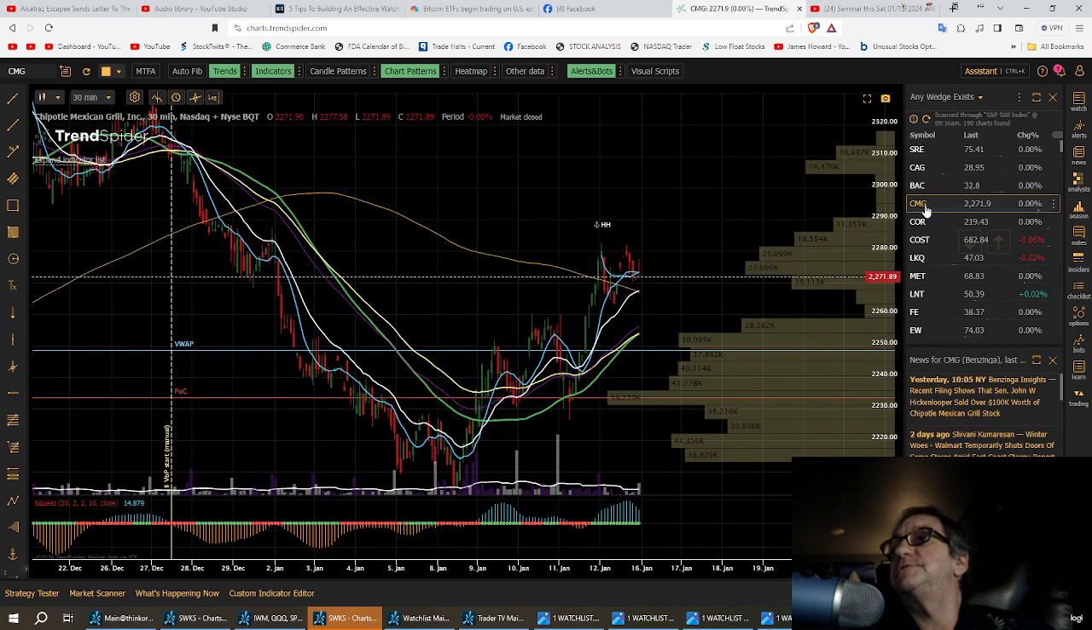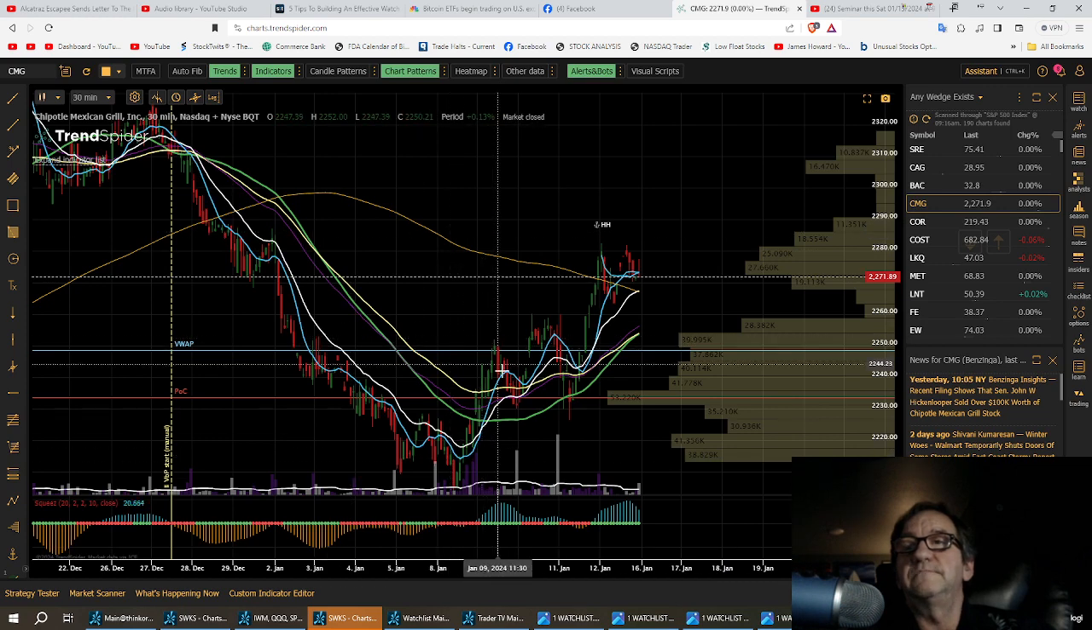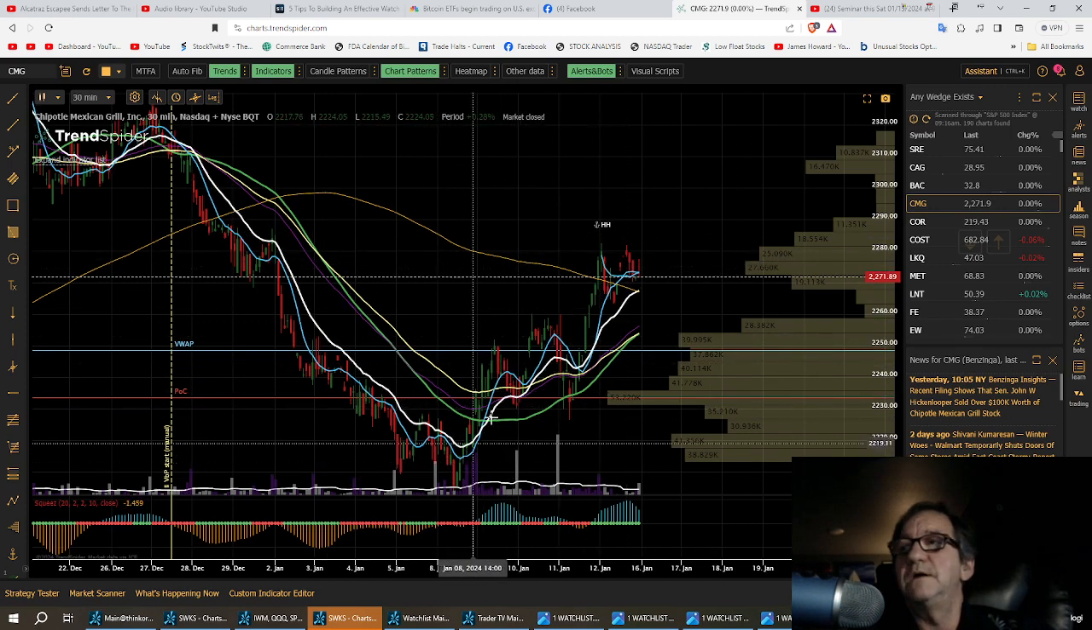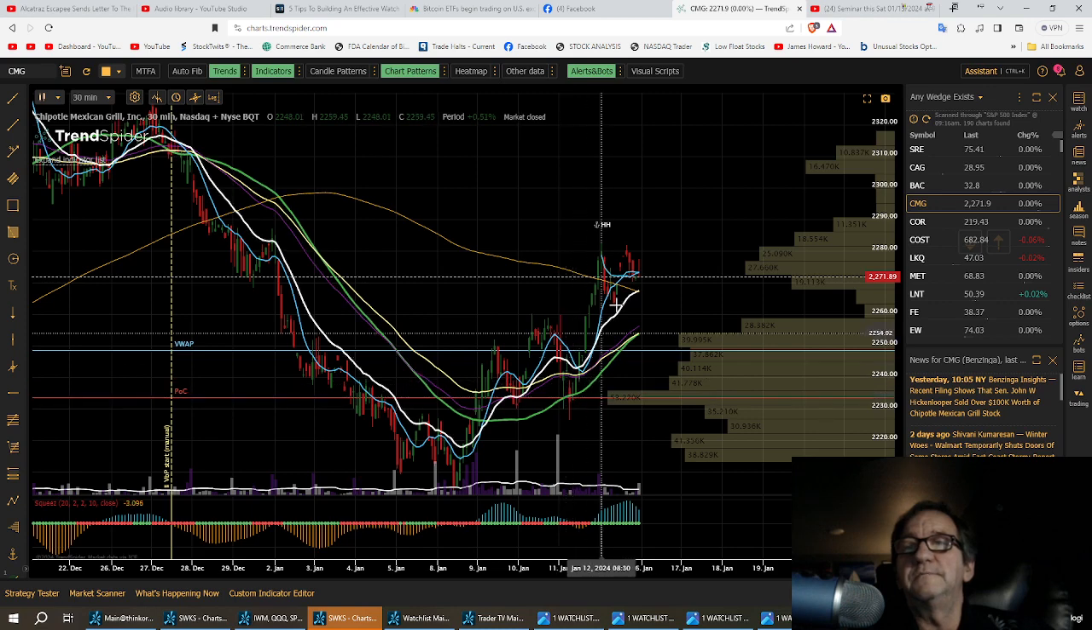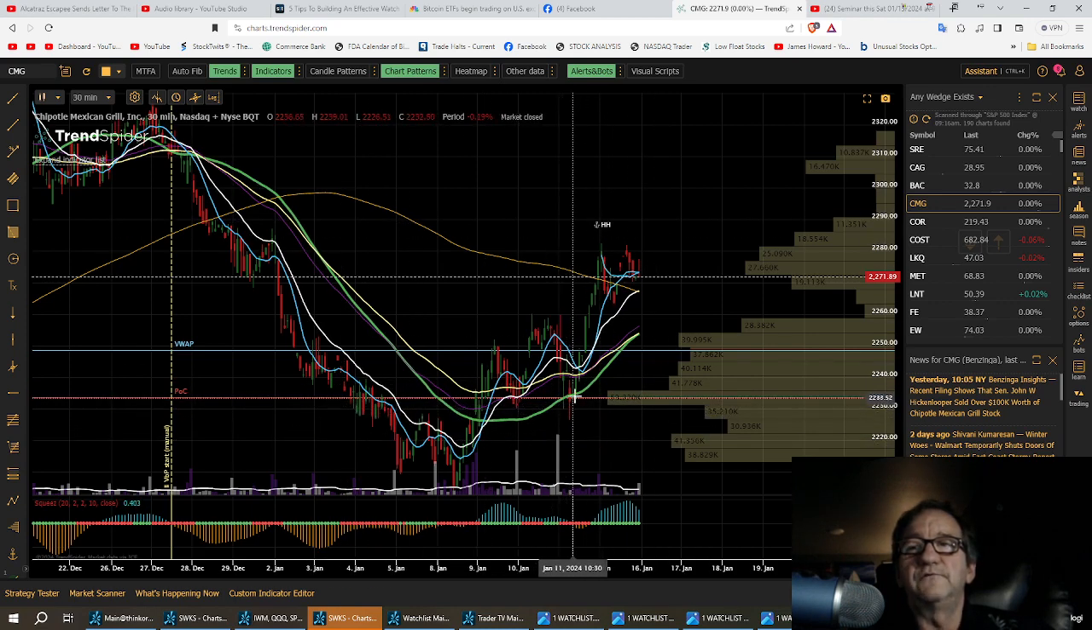Let me see, CMG: snake, breakout, pulled back, boom. We had a double bottom right here off the shoulder line. That would have been a good one to take.